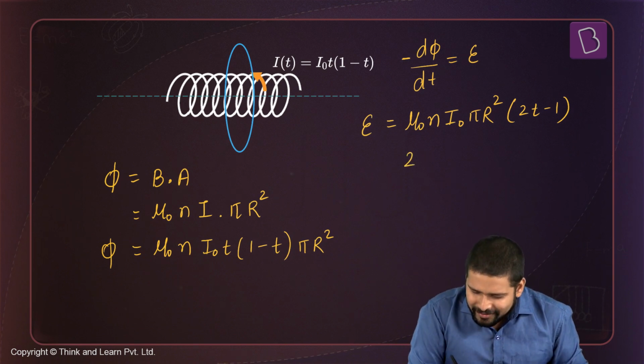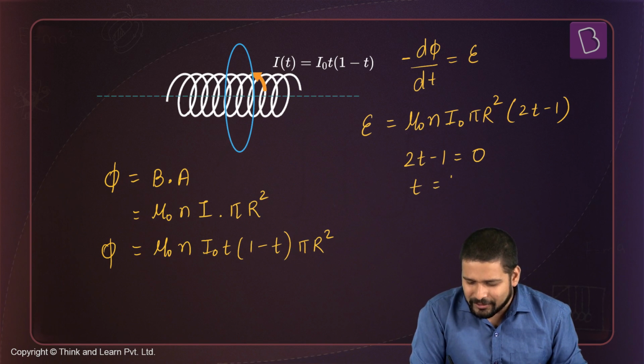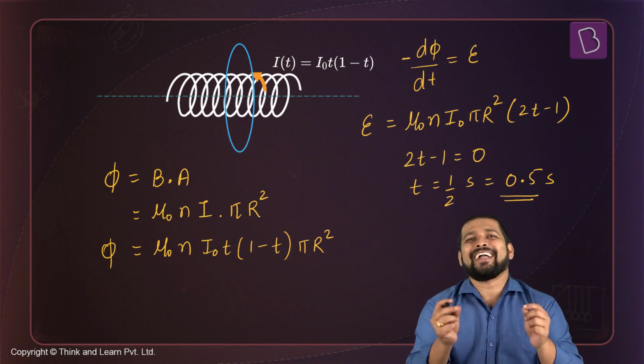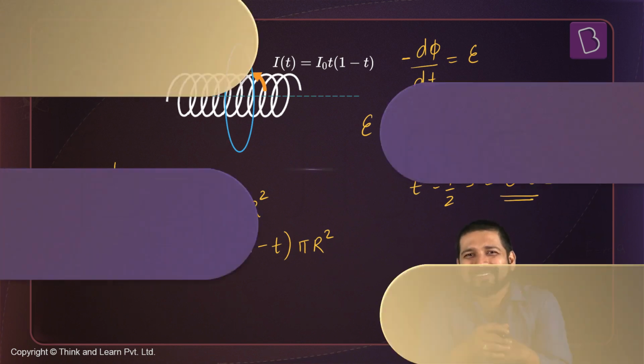So if I write 2t minus 1 equals 0, then I get t equals 1 by 2 seconds, which is nothing but 0.5 seconds, and that is the answer to this question.